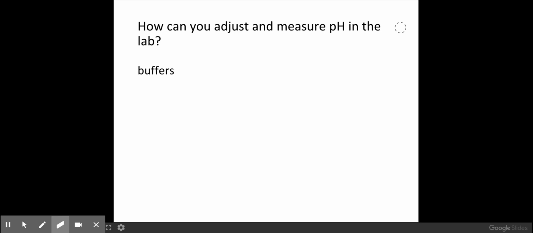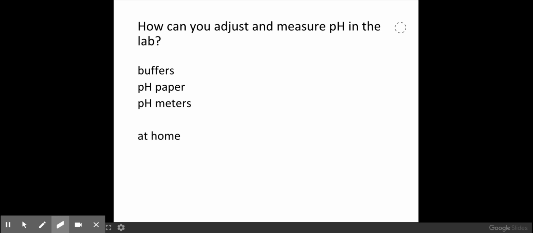In a lab setting, we use something called a buffer, and this will help maintain your pH within a certain range. And then you can use good old-fashioned pH paper to measure the pH. There's also something called a pH meter if you need more specific data for that.